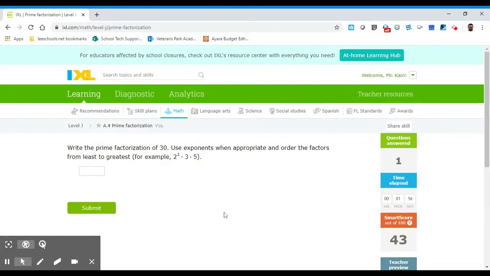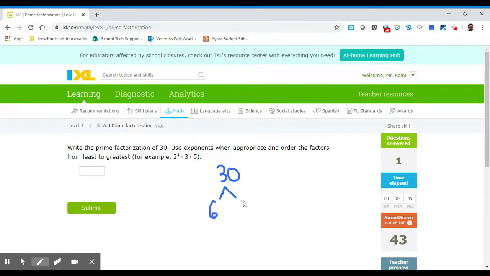Okay, here's a good one. I jumped up a level, and we're at 43 smart score. And we have the number 30. Okay, so start by listing two numbers that multiply to 30. It could be any two. It could be 10 and 3. It could be 6 and 5. It could be 2 and 15. It could be any two numbers that multiply to your starting number.